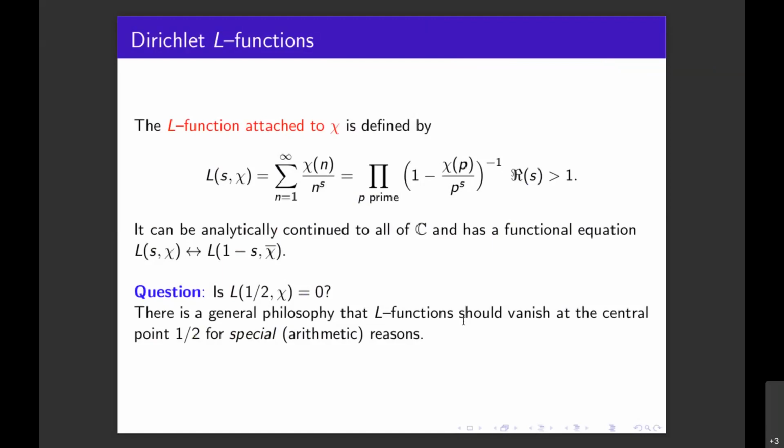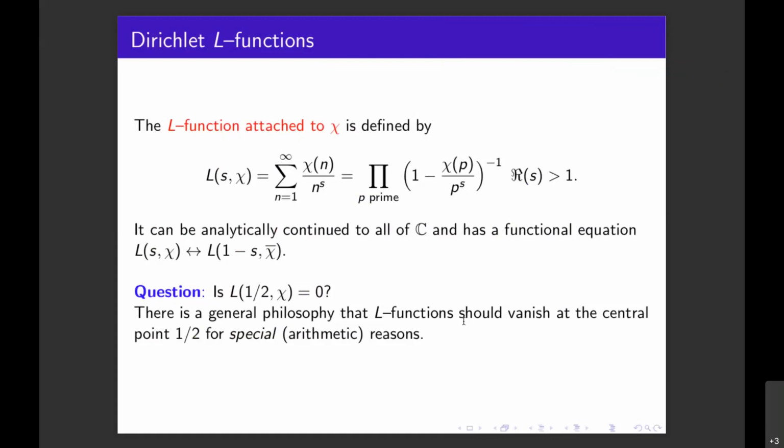In general, the philosophy is that an L function should vanish at this special point for some special reason. So for example, the Birch and Swinnerton-Dyer conjecture predicts that the order of vanishing of an L function associated to an elliptic curve should be the rank of the elliptic curve. So here there would be a very special reason for the L function to vanish.